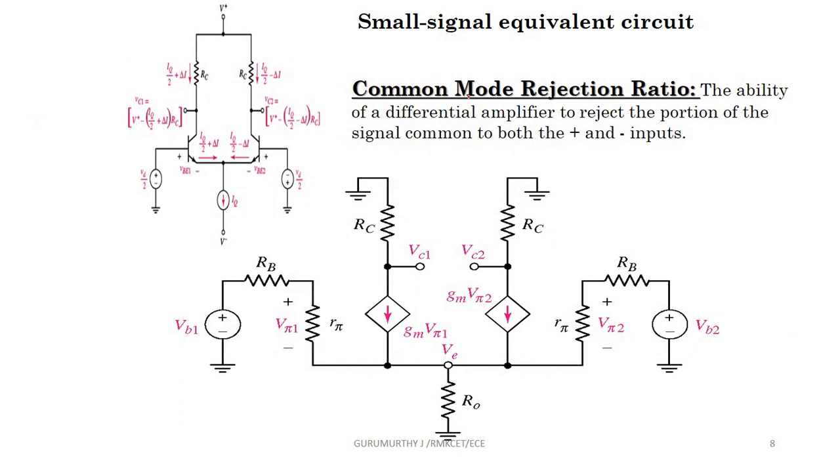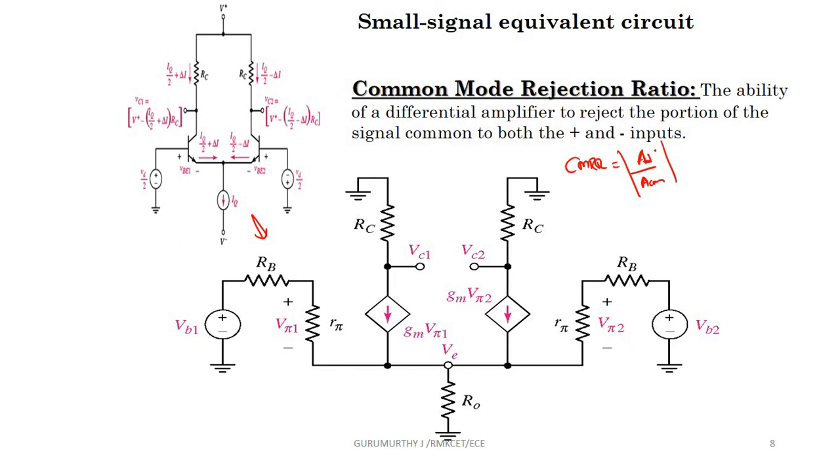And the important thing is we want to calculate the common mode rejection ratio. It is the ability of a differential amplifier to reject the portion of the signal which is common at the positive as well as the negative input. That means when both the inputs are tied together, it should reject the common signal between the two, and it should amplify the difference in signal. So you can convert this into a small signal equivalent. So CMRR is the ability of a differential amplifier to reject the common signal and amplify the difference in signal. So it is nothing but AD by ACM. So we will find this.